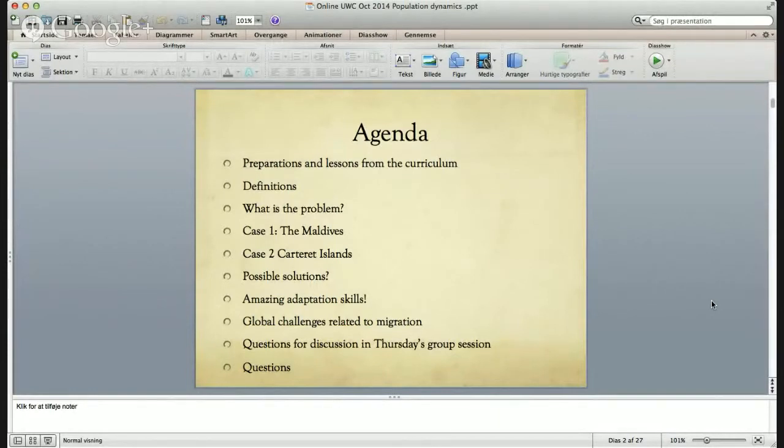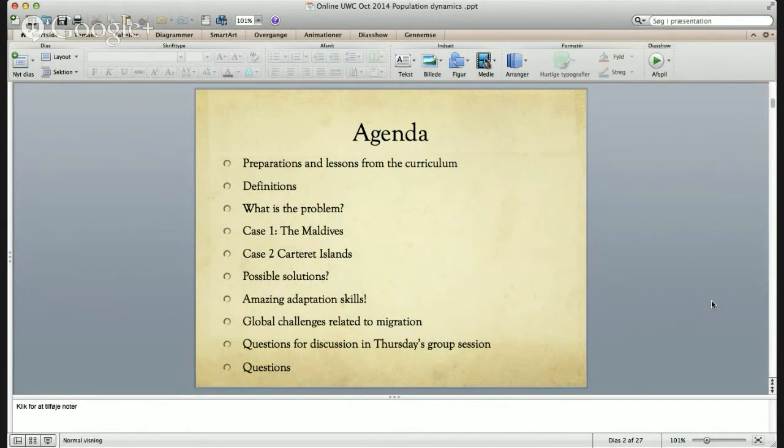We'll specifically look at two different cases. The first case is the Maldives. I'm going to highlight how climate change is actively affecting the people who live on that island. And then we'll talk about the second case, which is the Carteret Islands, and also about how climate change is influencing that island in a bit of a different way, but also very important ways.